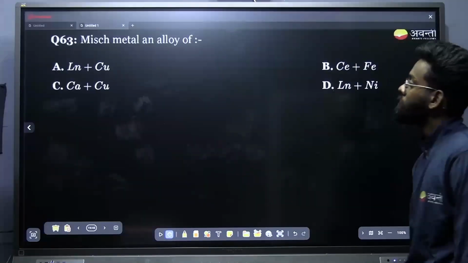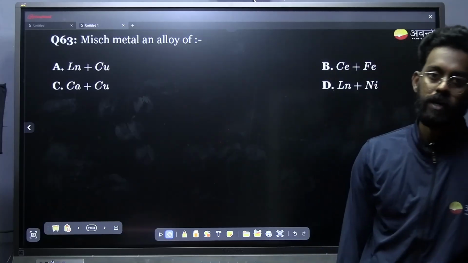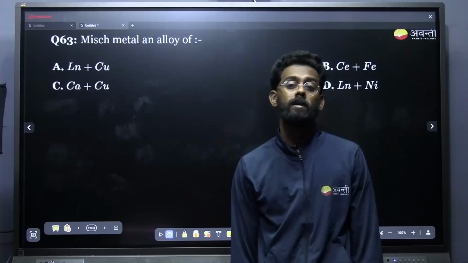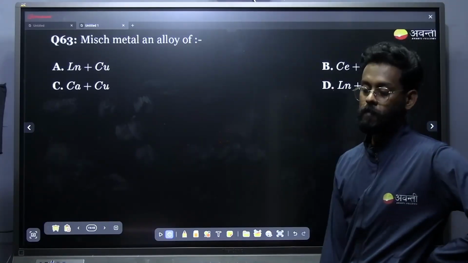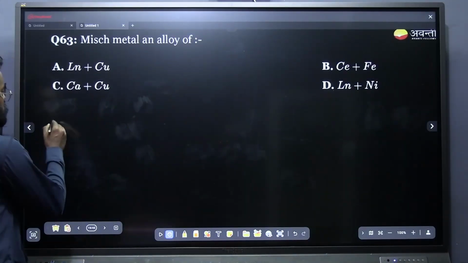Next question: mixed metal is an alloy of what? What is the answer for this one? You have studied this in the D and F block chapter. Tell me all. Mixed metal is an alloy of what?